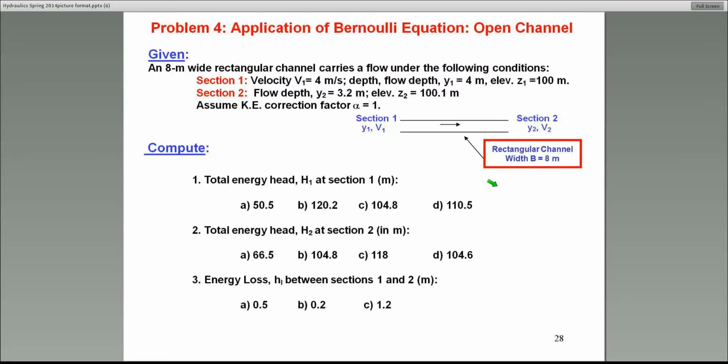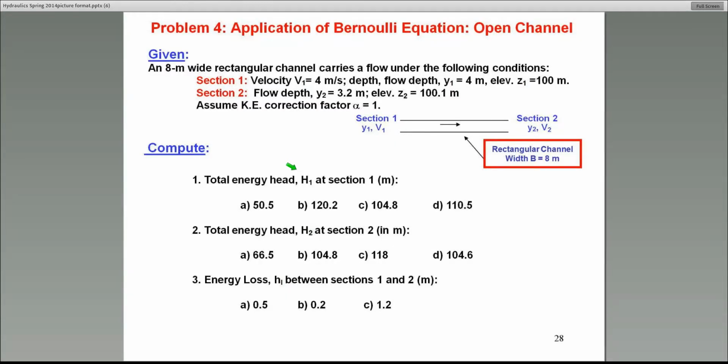I've also set up another example for application of the Bernoulli equation in open channel systems. Let's, for example, find the total energy. Let's do this one. Here, its velocity is given at that section, V1. The depth is Y1. By the way, this is a rectangular channel, it's 8 meters wide, and the elevation head Z1 is 100. So can you go ahead and tell me what the total energy H1 is at section 1? Now remember, in the Bernoulli equation we have 3 terms. Instead of P over gamma, you'll be substituting Y, the flow depth.